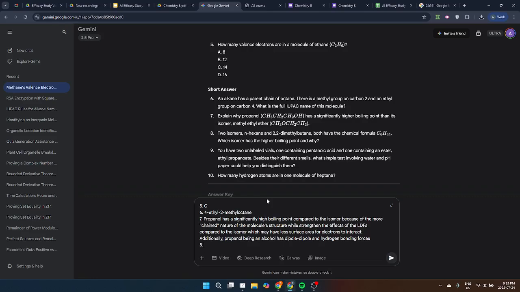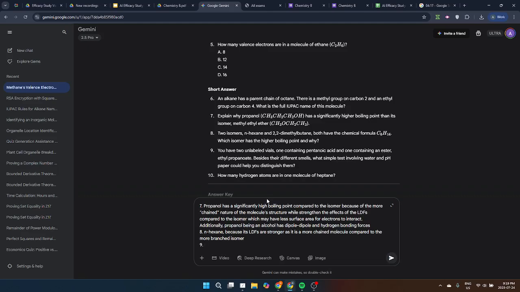8. 2 isomers. Which is the higher boiling point and why? Okay. N-hexane. Okay, so N-hexane and 2,2-dimethylbutane. N-hexane. Because its LDFs are stronger, as it is a more chained molecule compared to the more branched isomer.